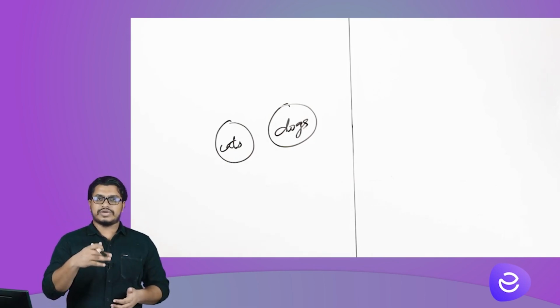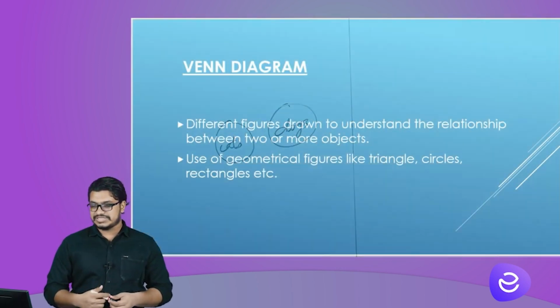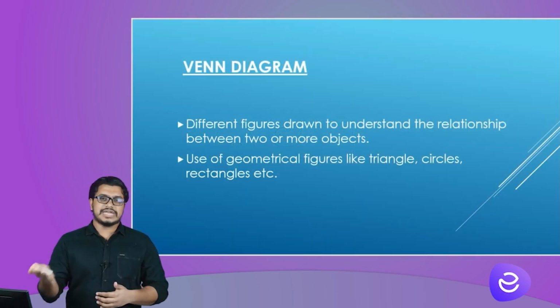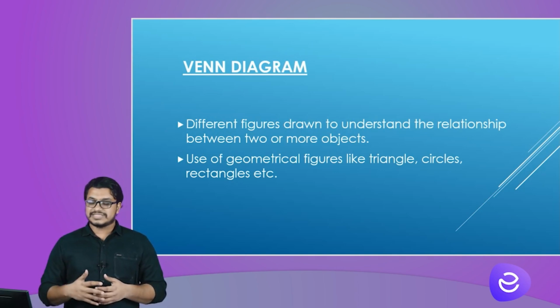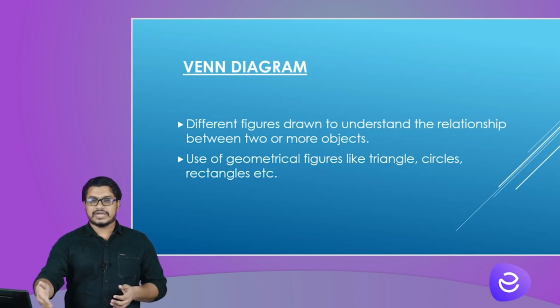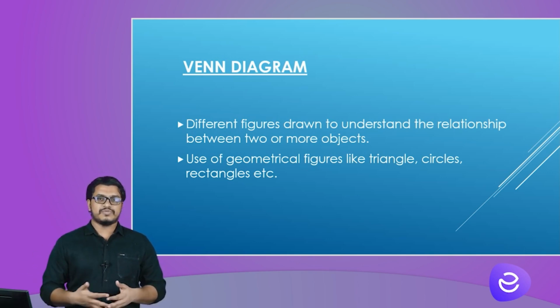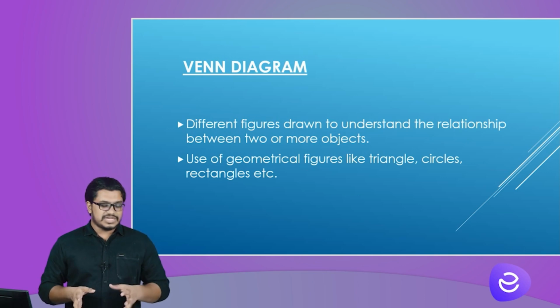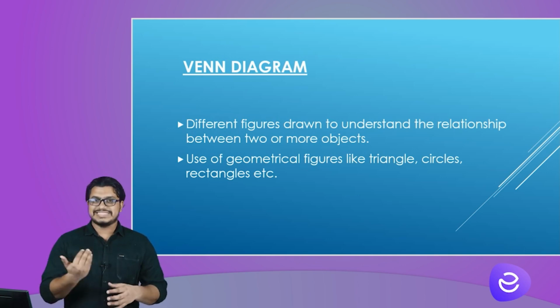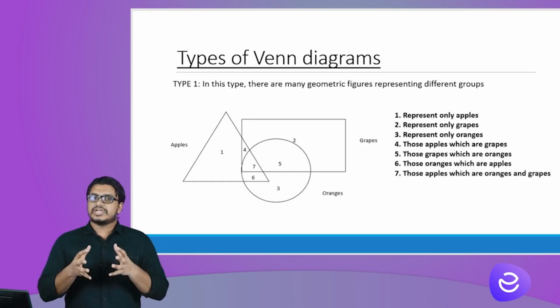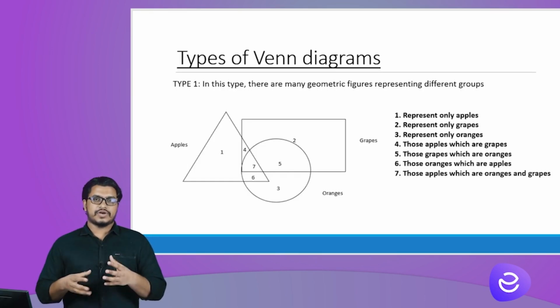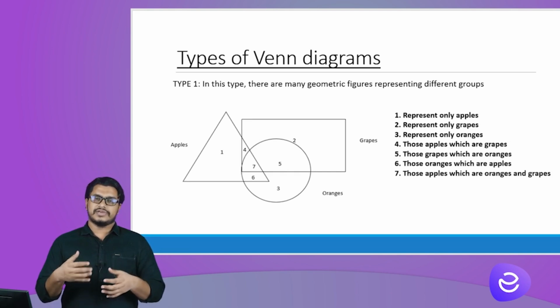We'll be doing it directly through questions or example questions, but just for the sake of understanding, I'm explaining all this. Then we can also use other geometrical figures like triangles, circles, rectangles, etc. We can use any type of diagram, that also we'll be explaining in the coming portions. But the most common thing that we use is circles, because it is easy to understand, easy to shade, so that we can understand it better. So there are two types of Venn diagrams that we commonly see, and one type that we usually use.